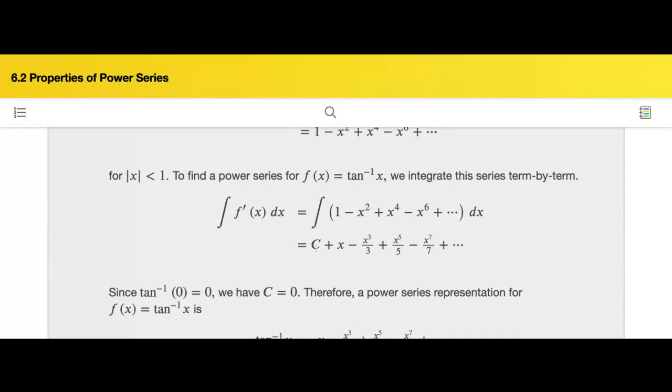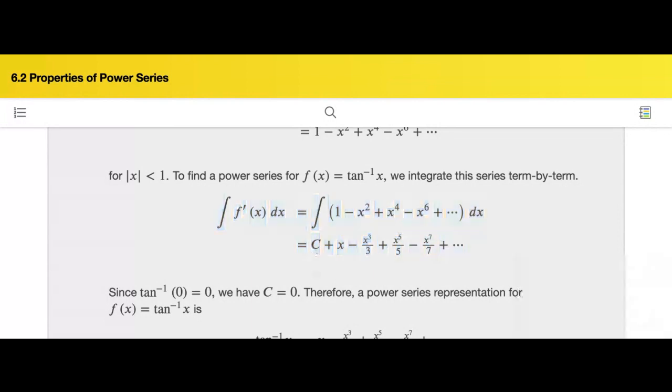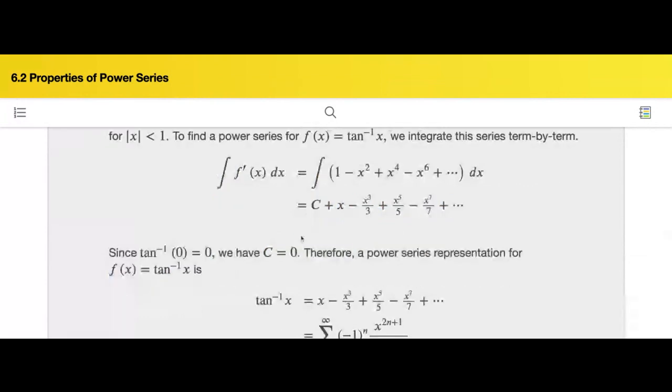Why do we plug in 0 for x? Because when x is 0, all those terms become 0. So that's how we find out c. So we plug in 0 for x, right? Like here, arctangent of 0 equals 0. So that means c equals 0. Does that make sense?